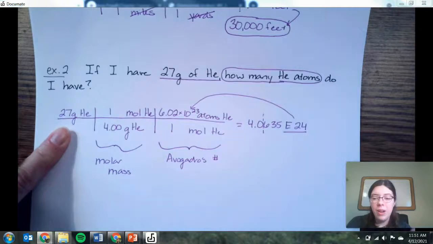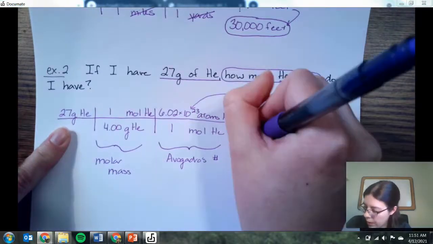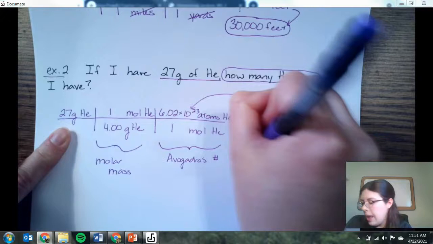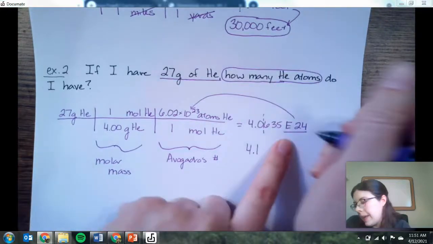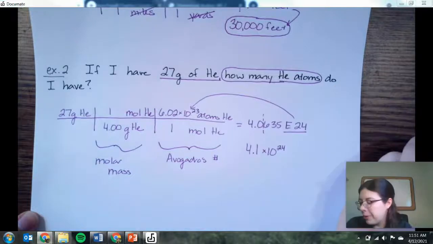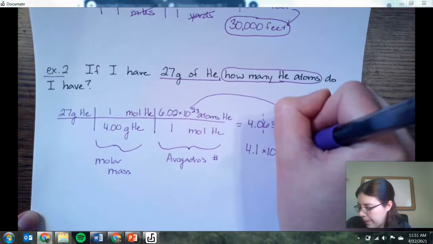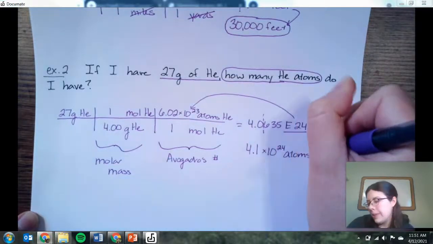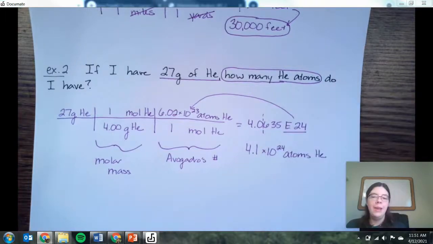Again, 6 is greater than 5, so we round that up to 4.1. And then the E24 becomes times 10 to the 24th. And finally, we're going to add on the unit: atoms of helium.